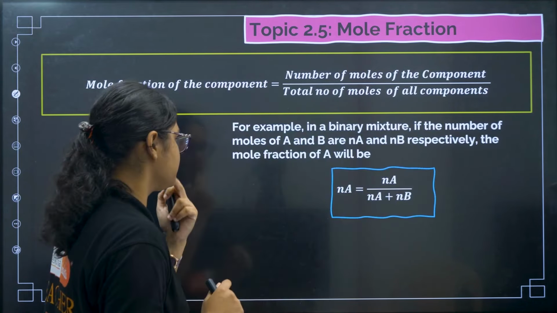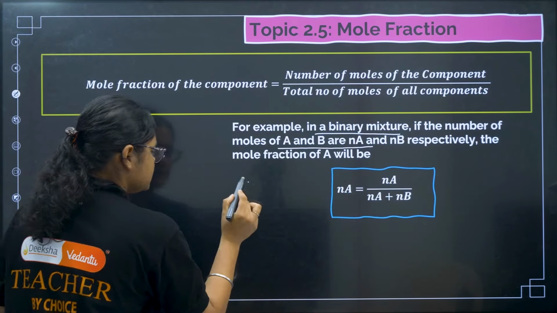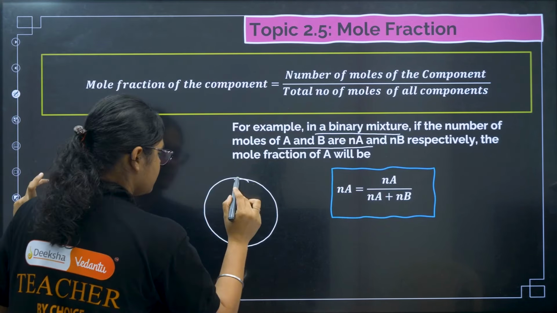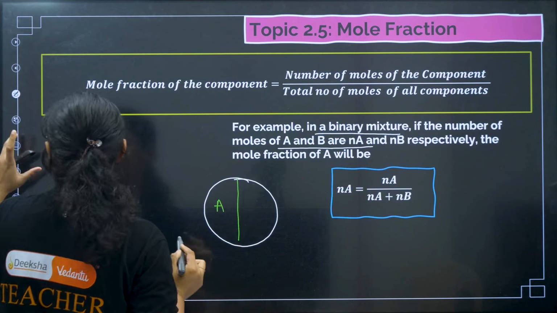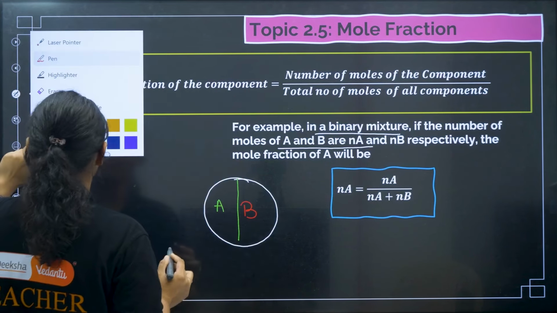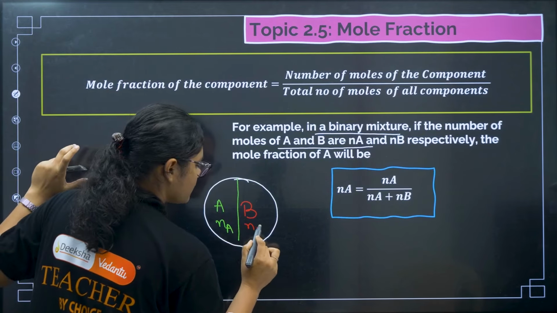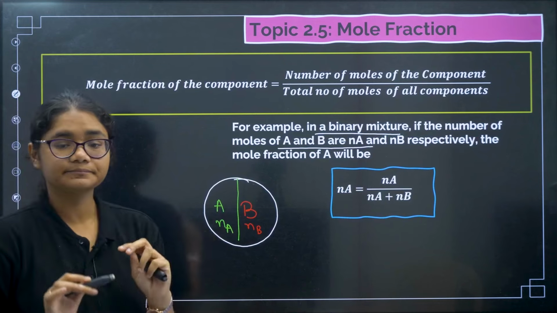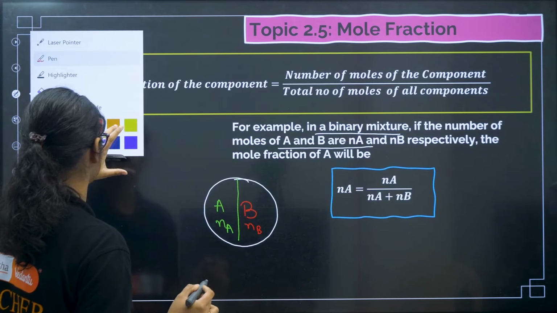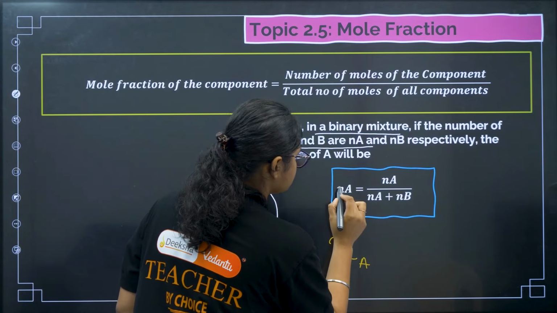I'll give an example here. In a binary mixture, just imagine that we have a mixture with components A and B. So we have some amount of A and some amount of B. This is the number of moles of A, and here we have the number of moles of B. Now you need to calculate the mole fraction of A. So how is the mole fraction denoted? It is denoted by X of A.